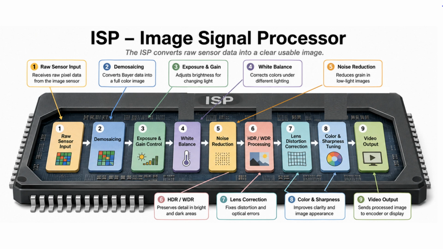The ISP can also correct lens distortion. Wide-angle cameras may bend straight lines near the edges, and the ISP compensates for this effect. Color, contrast, and sharpness are then tuned to improve image clarity and make important features easier to identify. Finally, the processed video is sent to the encoder.